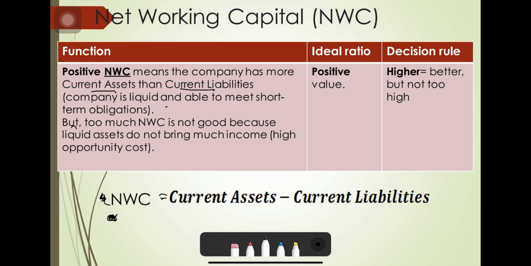But, too much net working capital is not good because liquid assets do not bring much income. So, here it's assumed that the company has high opportunity cost. So, the ideal ratio is as long as it is a positive value. It means current assets must be larger than the current liabilities. So, the higher the better but not too high. Alright.